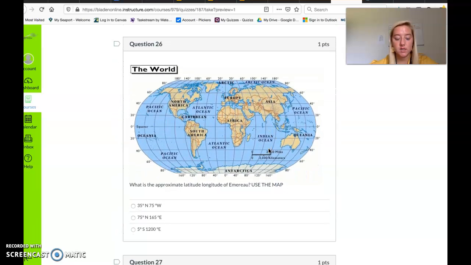Question 26. What is the approximate latitude and longitude of Emeru? Use the map. Is it 35 degrees north, 75 degrees west? Is it 75 degrees north, 165 degrees east? Is it 5 degrees south, 1,200 degrees east?